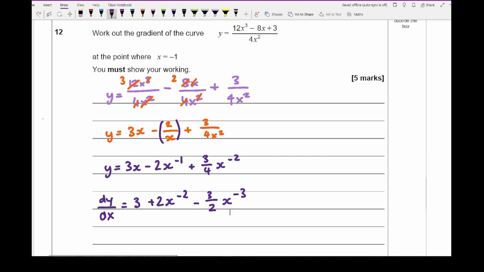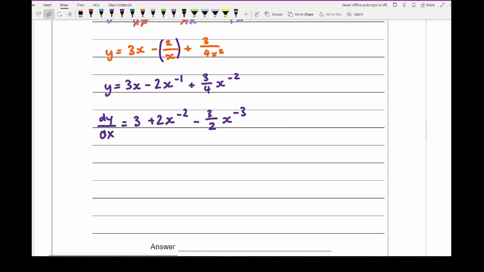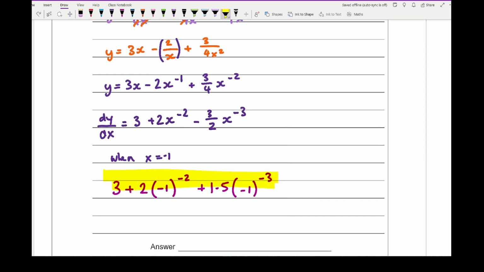Now from this, I then want to substitute x equals minus 1. So when x equals minus 1, I type that all into my calculator. I get 3 plus 2 lots of minus 1 to the power of minus 2 plus, I'm going to write 1.5 because I'm just going to type this straight into my calculator, of minus 1 to the power of minus 3. Now be careful when you are typing all of this into your calculator, but if you type it correctly, you should end up with a final answer of 6.5.